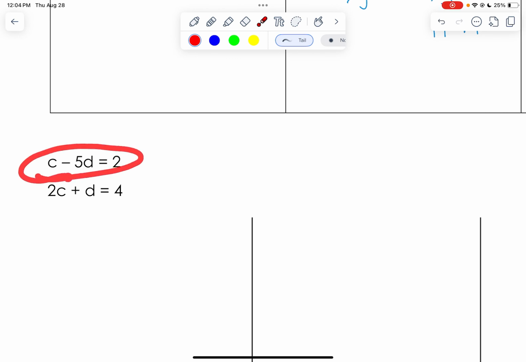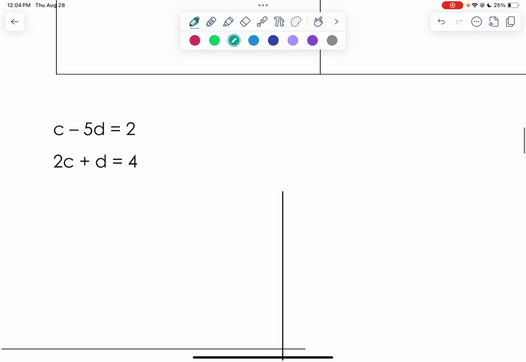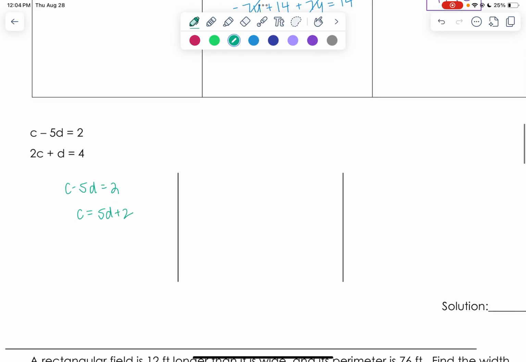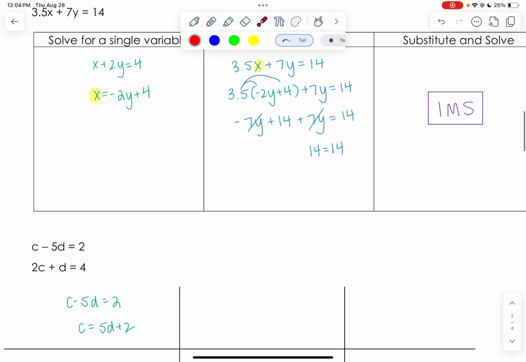I could also solve this top one for C, and that's just preference. I'm going to solve the top one for C. I'd have more positive numbers, so C minus 5D equals 2. It's also just up at the top, so it's a little bit faster. So add 5D, so C equals 5D plus 2. I solved for a single variable, started there.